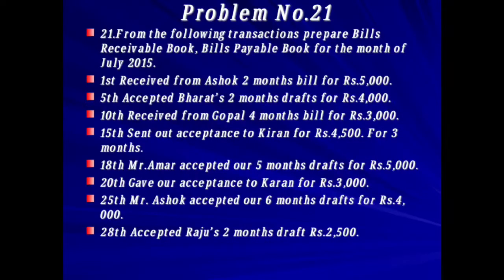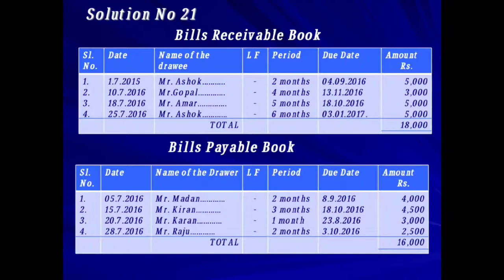The next entry we have on 15th: sent our acceptance to Kiran for rupees 4500 for 3 months. Bills payable it is. So on 15/7/2016, Mr. Kiran, 3 months bill we have to pay, due 18/10/2016. So 7 plus 3 is the 10th month, 15 plus 3 grace days is 18. So 18/10/2016, 4500 we should pay.